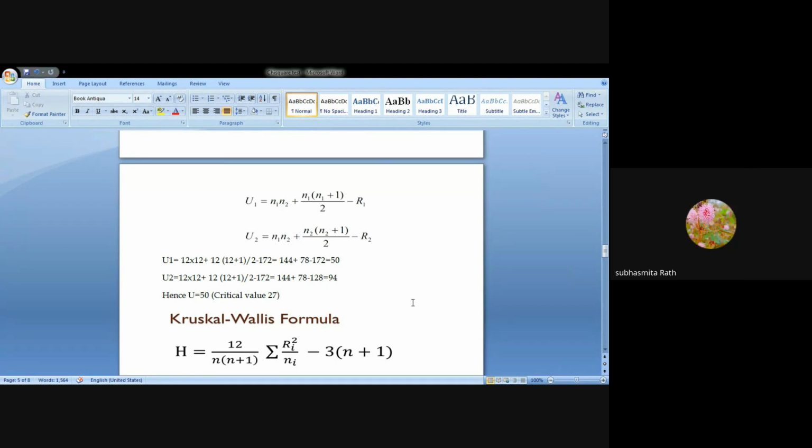The less U value is to be accepted as the real U value. Which one is less, U1 or U2? U1. That means finally U is 50. Now you go to the U table to see the critical value, and the critical value is 27.